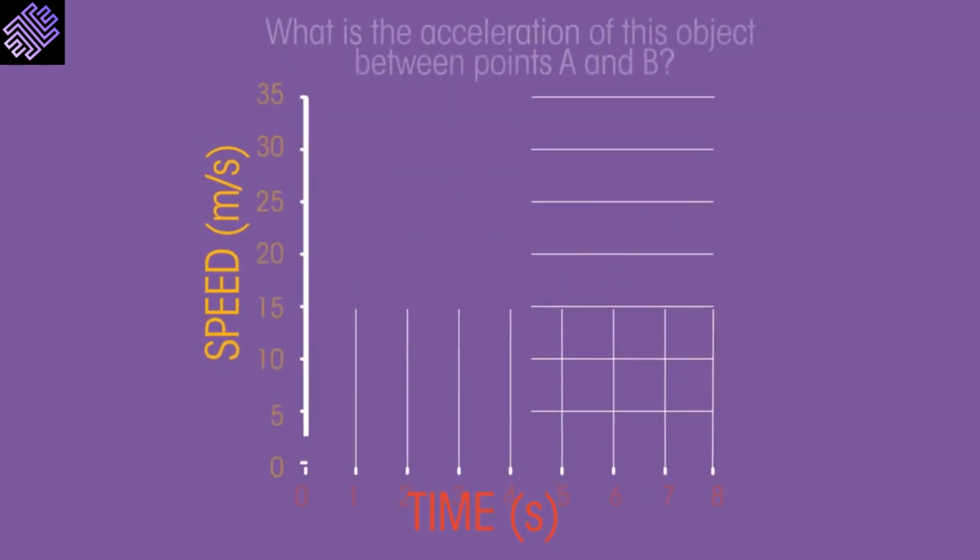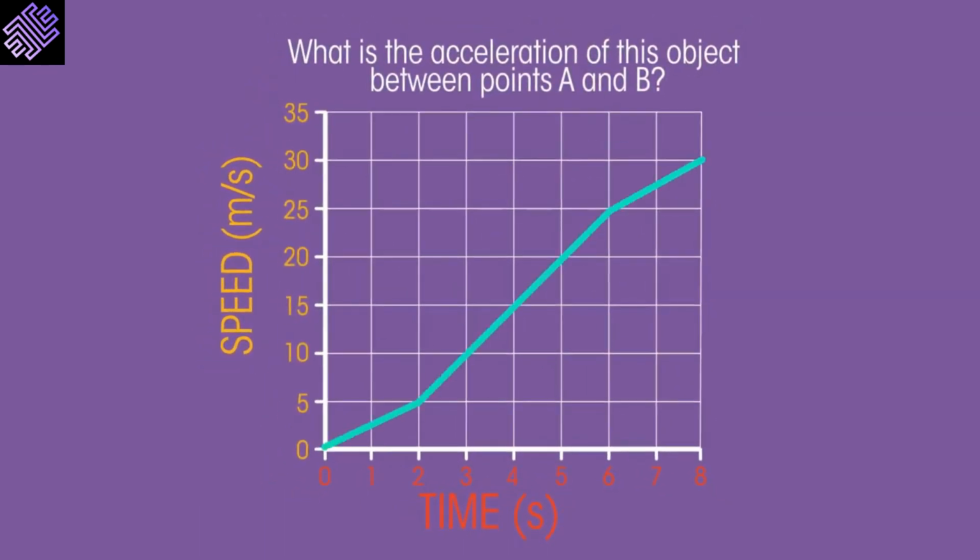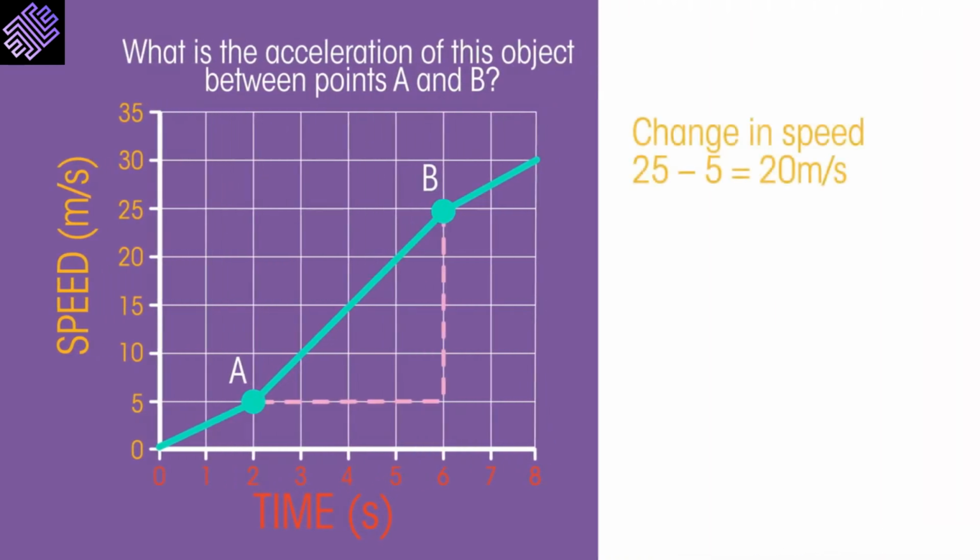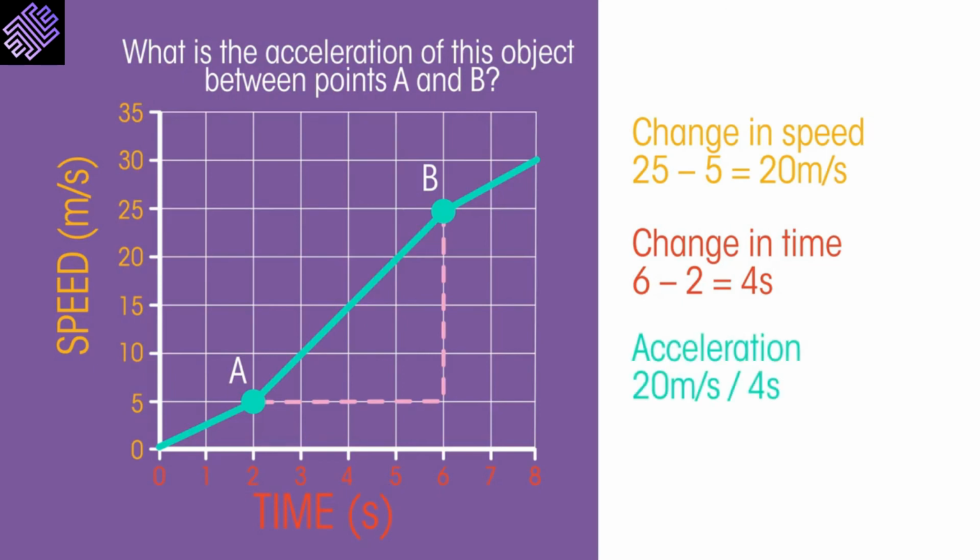Now try a practice problem. What is the acceleration of the object between point A and point B? The change in speed is 25 minus 5, which equals 20 meters per second. The change in time is 6 minus 2 equals 4 seconds. So the acceleration is 20 meters per second over 4 seconds, which equals 5 meters per second per second.